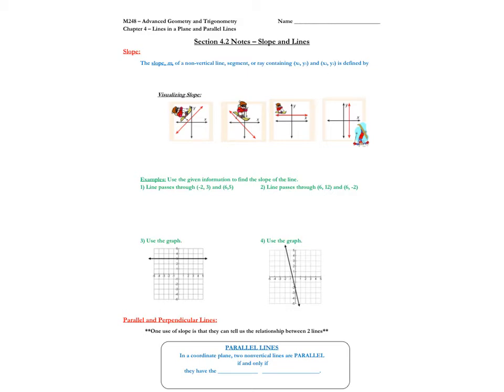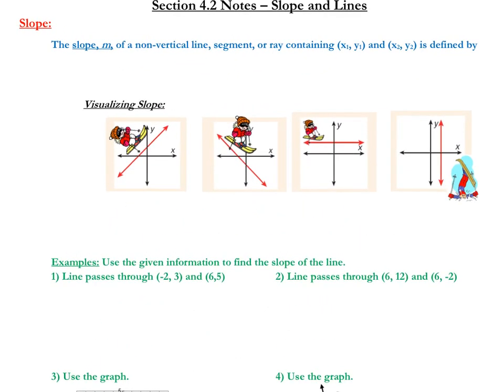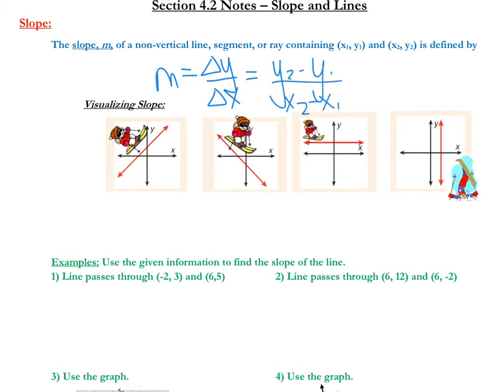Okay. So first of all, remember that slope is the change in y over the change in x. So change in y over change in x. So y2 minus y1 over x2 minus x1. Remember that you can also flip that order, but if you flip the order, you have to do it on both top and bottom. Okay?